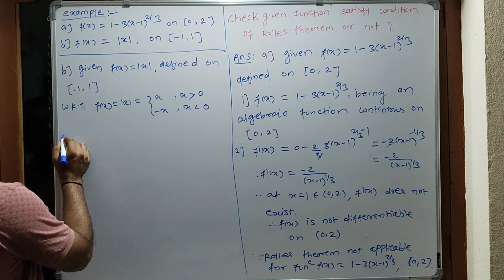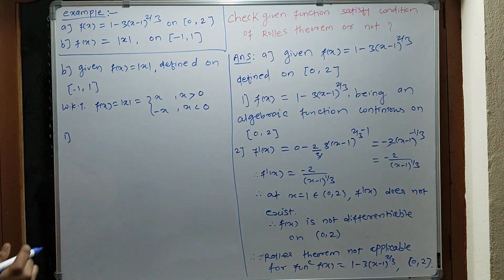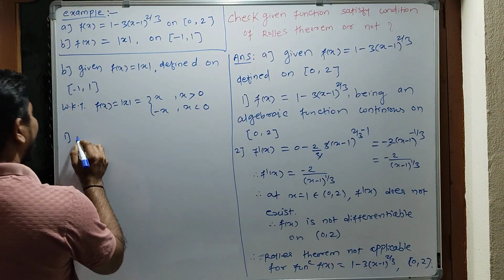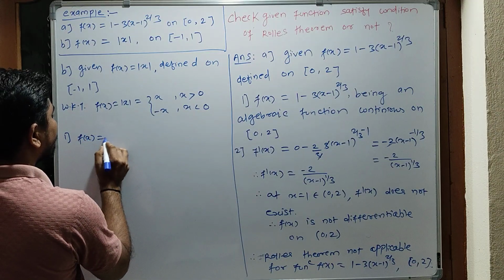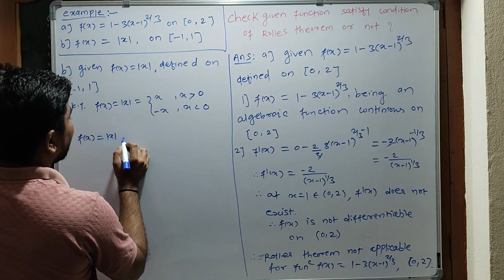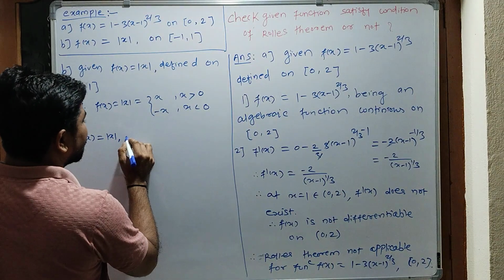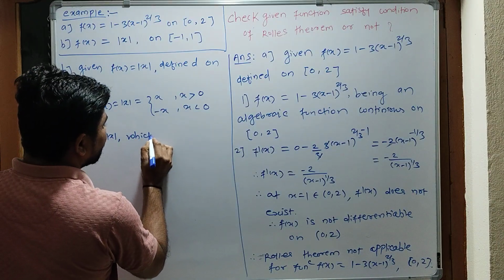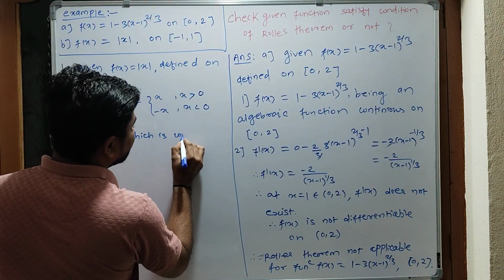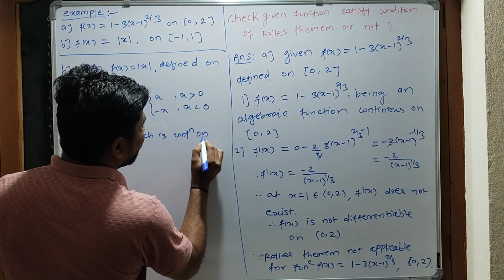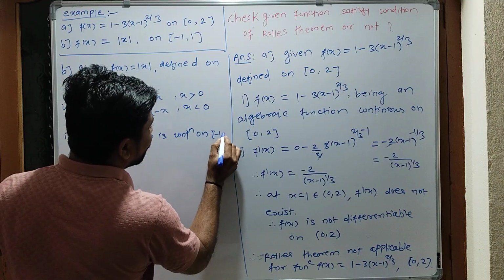The first condition of Rolle's theorem says to check whether the function is continuous or not. Here f(x) = |x| is continuous, as the modulus function is continuous, so it is continuous on the closed interval -1 to 1.